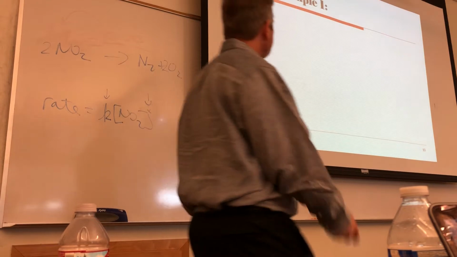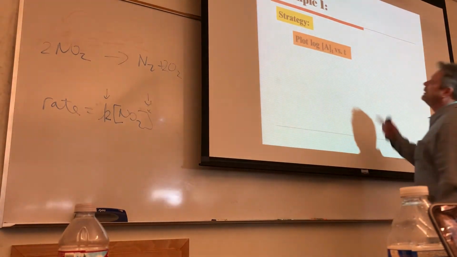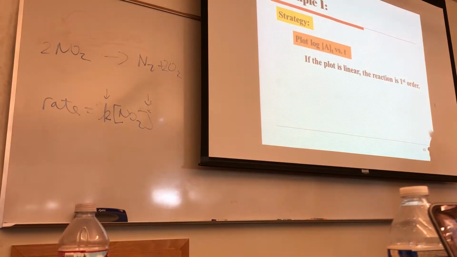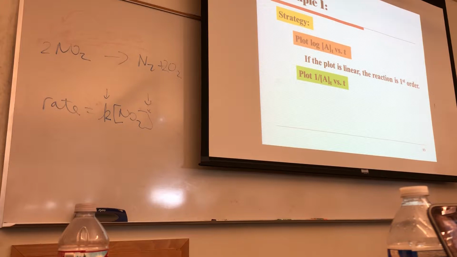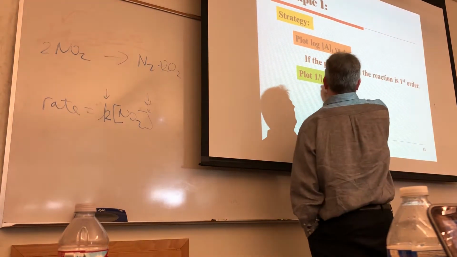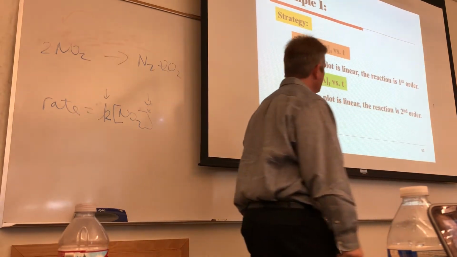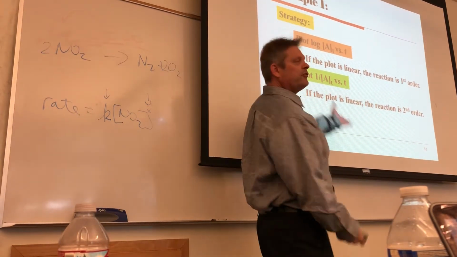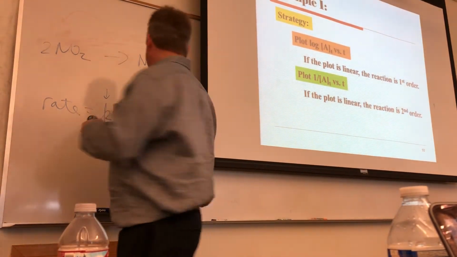Okay. So, first thing is I'll plot log. That really should say natural log. I think I'll usually give you natural log, but just in case, LOG is probably off an old textbook. I think the newer textbooks use LN. If the plot is linear, the reaction is first order. If it's not linear, then I'll plot it this way. And if this plot is linear, then the reaction is second order. So this is how I'm determining my x.